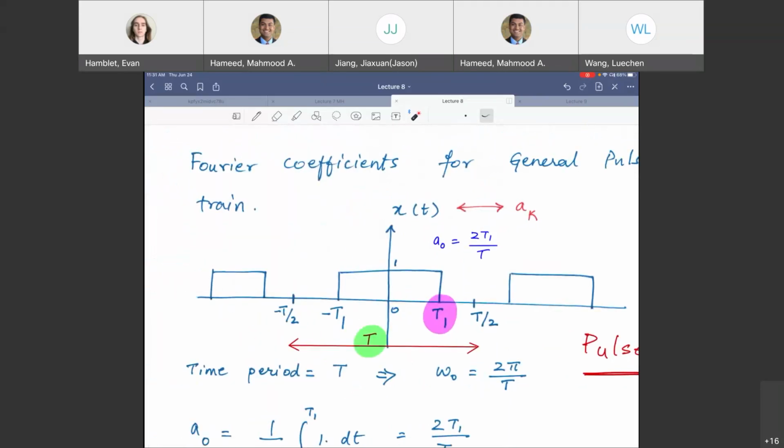This was the pulse train, right? We know the Fourier series coefficients of this. Now let's make it difficult, and you tell me how difficult you can make this. Can you think about some things that you could do to this generic pulse train? Ideas? What could you do to this generic pulse train? What all can you modify about that?